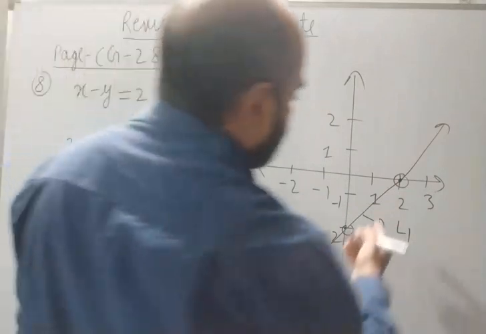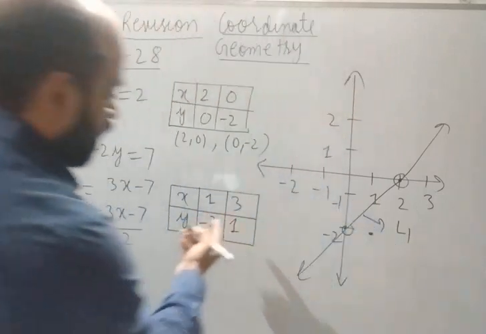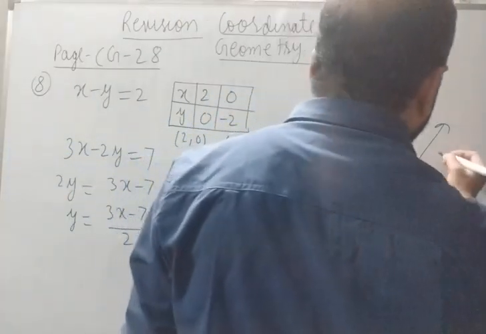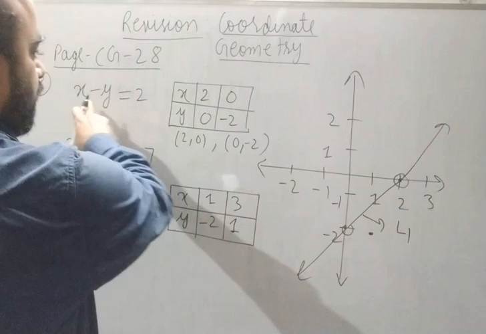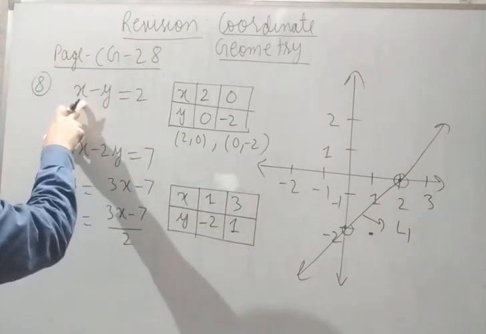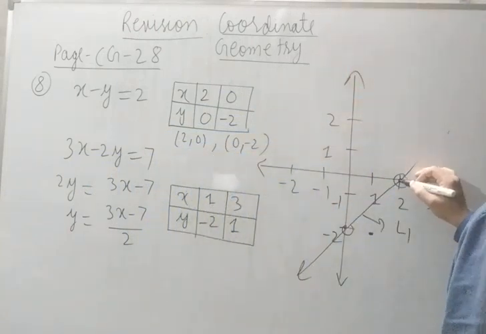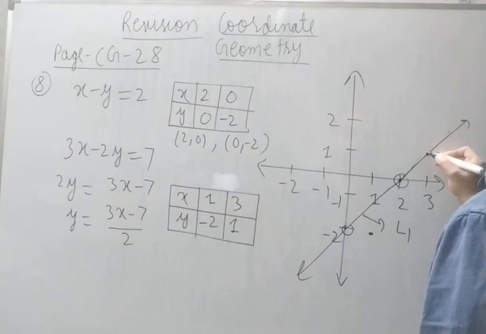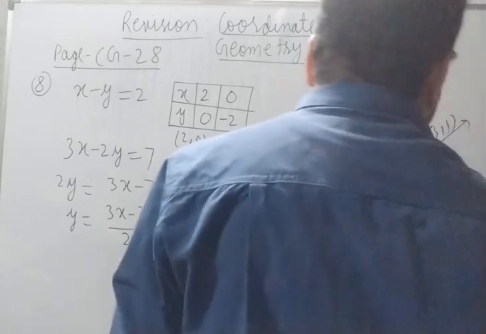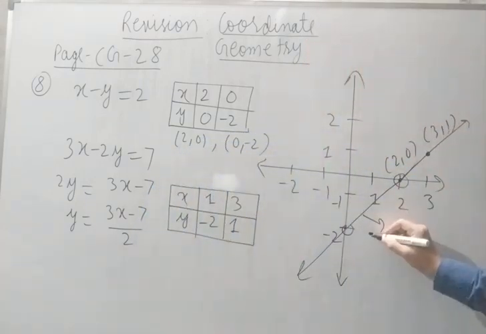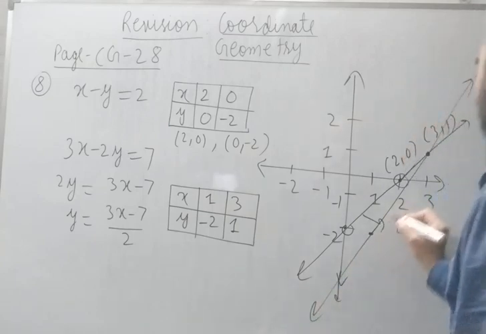Next is 1 comma minus 2. 1 comma minus 2 means this is the point. Next point is 3 comma 1. 3 comma 1 will lie here. See, x is 3, y is 1. This is 3 comma 1, and this is 2 comma 0. So join the points. So this will give the second line.